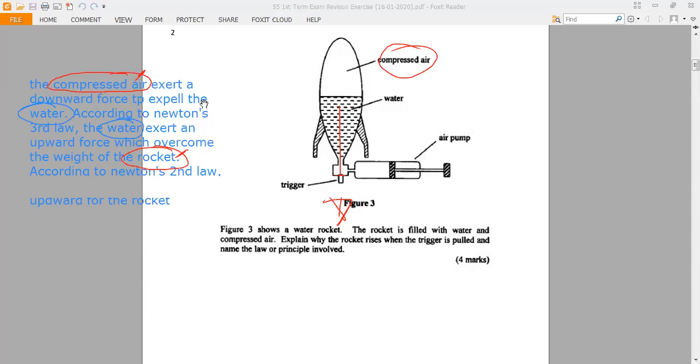Okay. So there are two laws actually. The first one is action-reaction pair. This is Newton's third law. The second one is why it rises. Right? When it rises, it's due to Newton's second law. Is it okay?